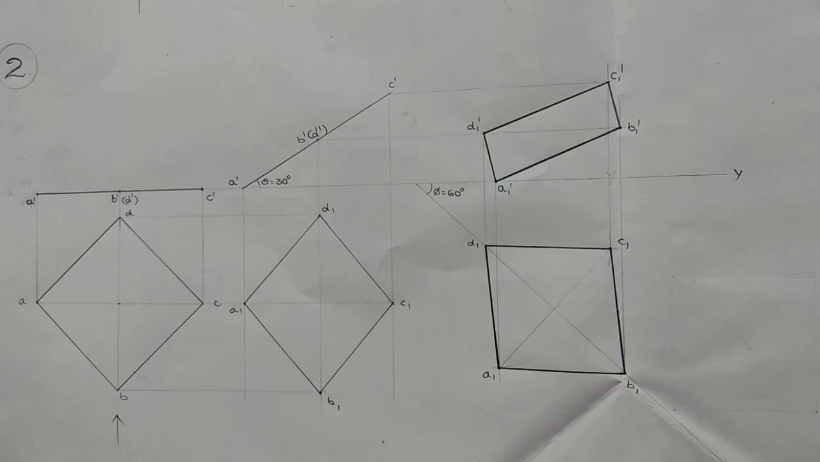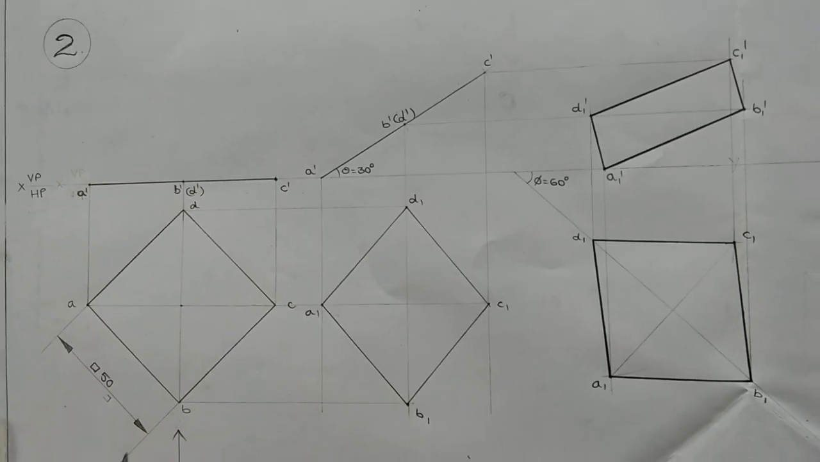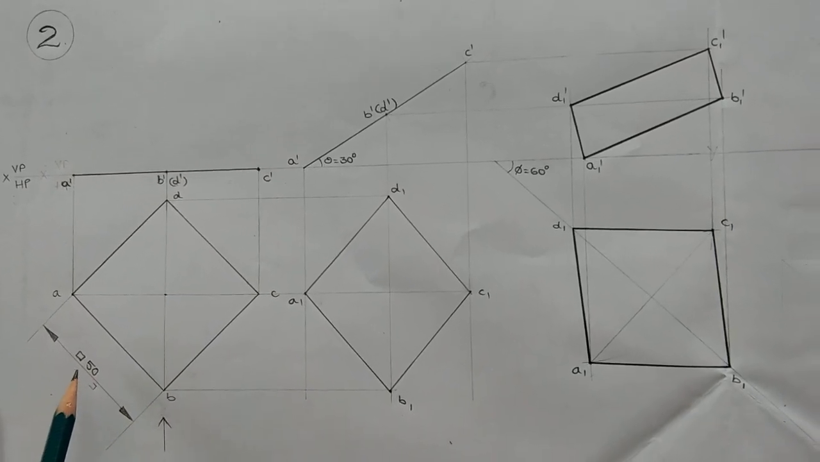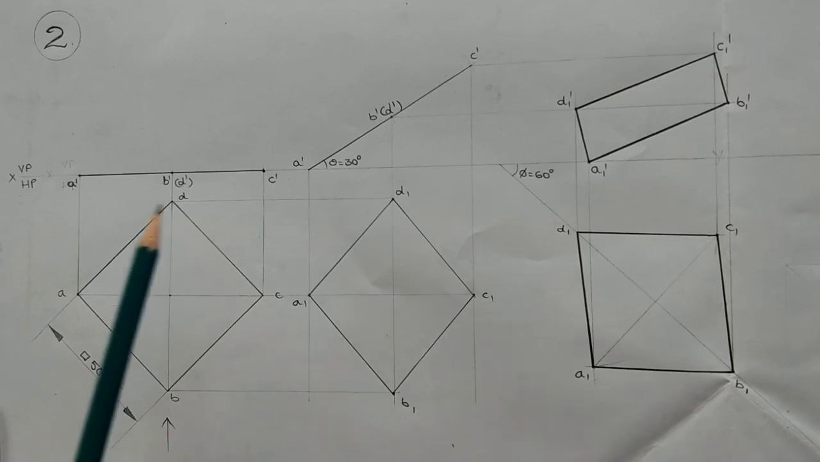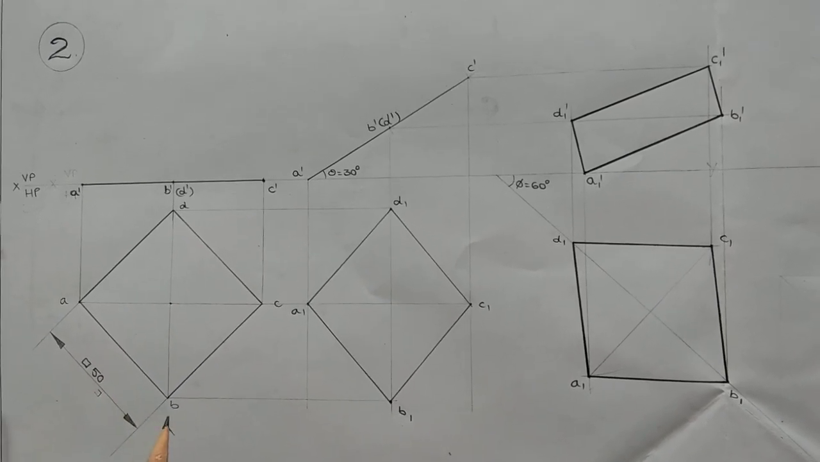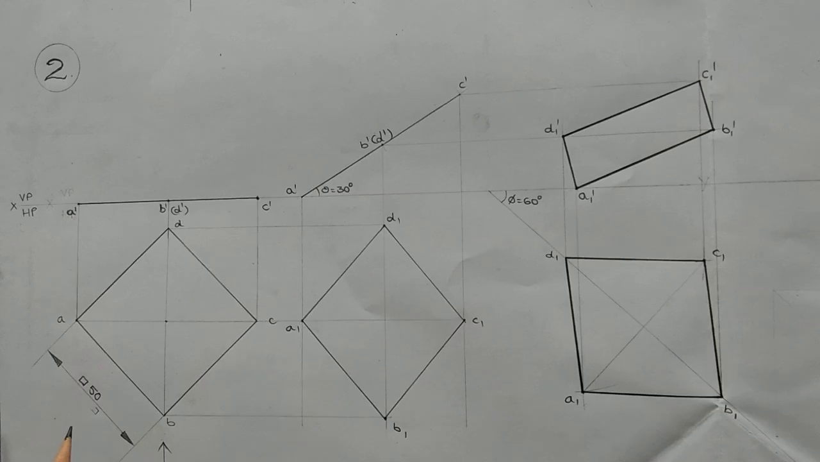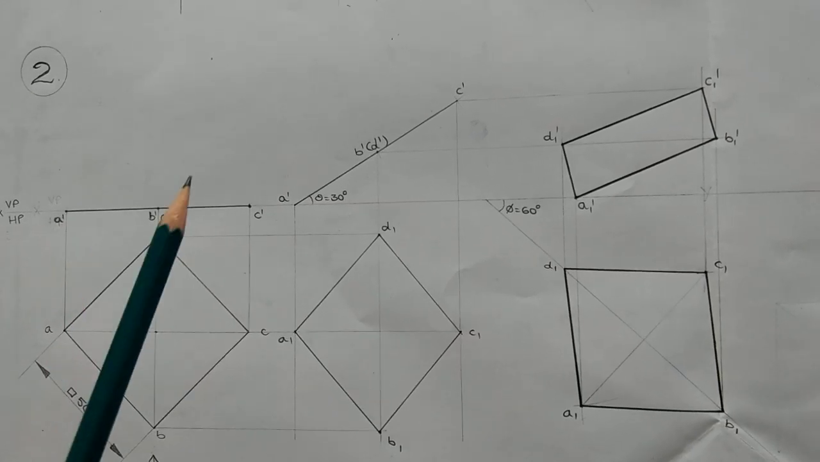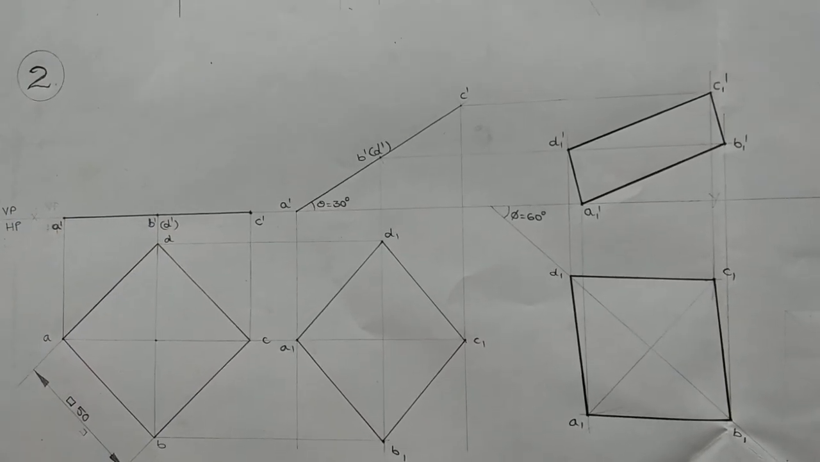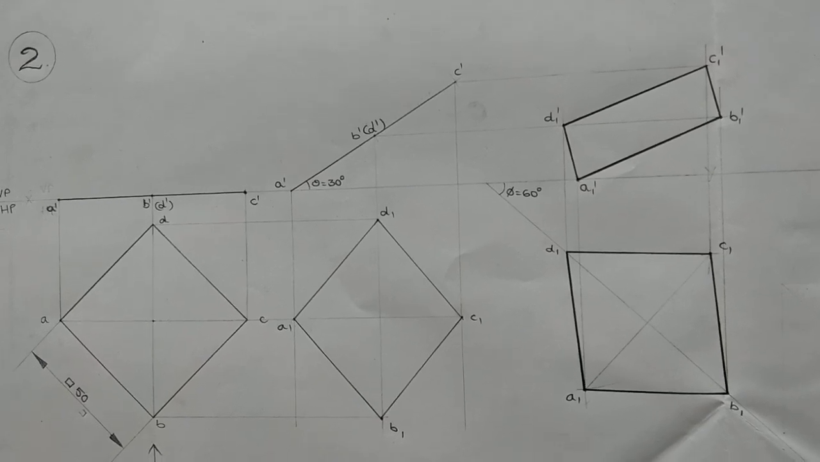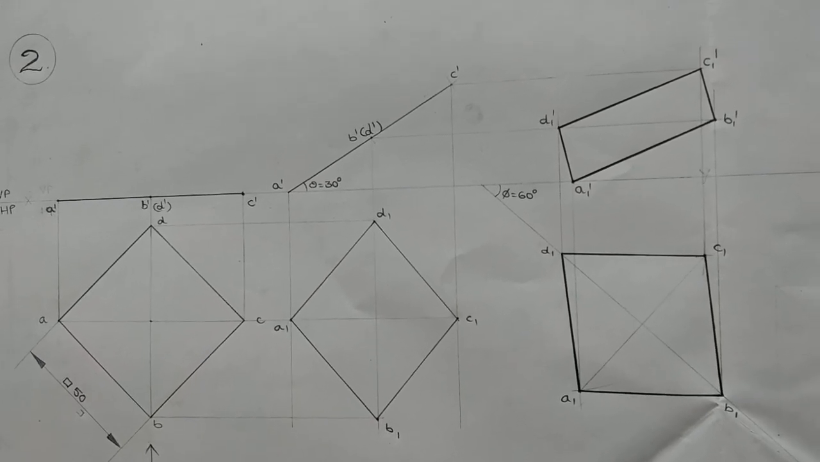So now let us move to problem number 3. And here let us see the given dimension also, that is square symbol 50, that means all sides are 50 mm. In this video lecture I have explained two problems, and in the next video lecture we can see two more problems with other conditions.